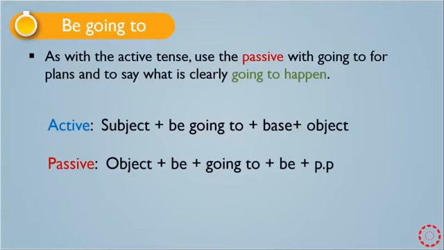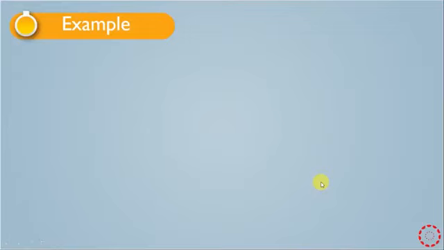We change this active form to the passive one by moving the object and putting it at the initial of the passive sentence, and then we have be plus going to. After going to, we have to have be also here, and then we change the form of the verb from present to the past participle form.